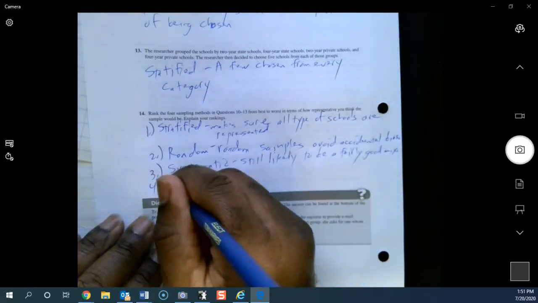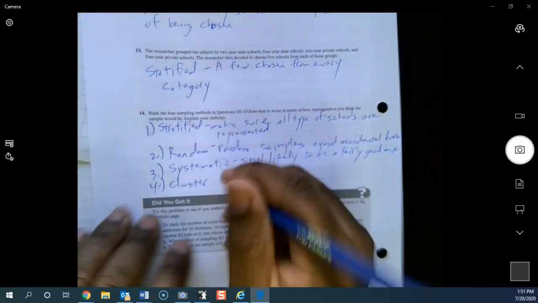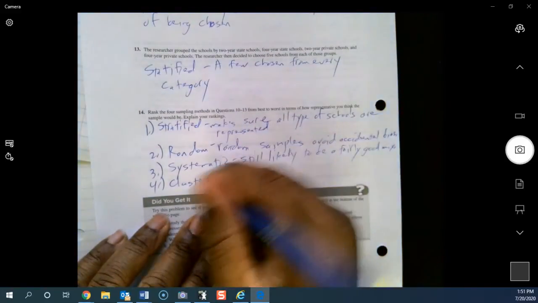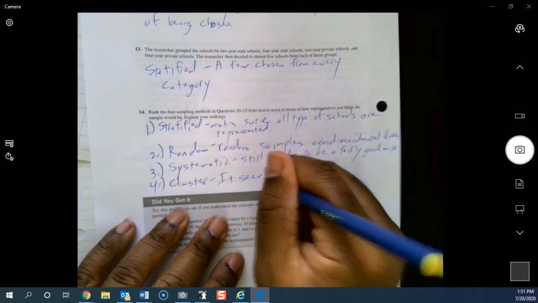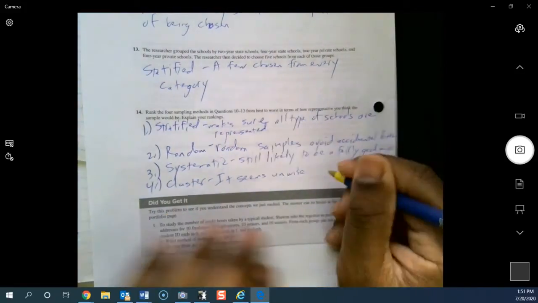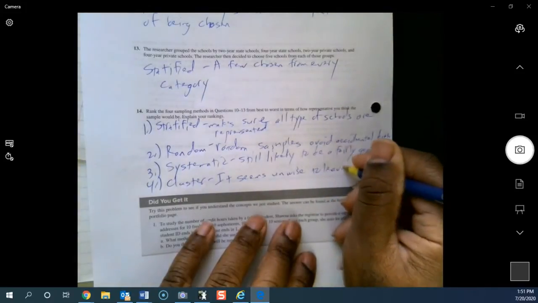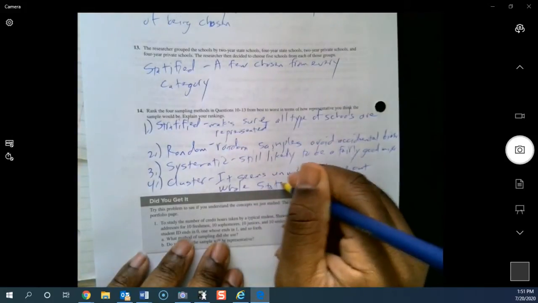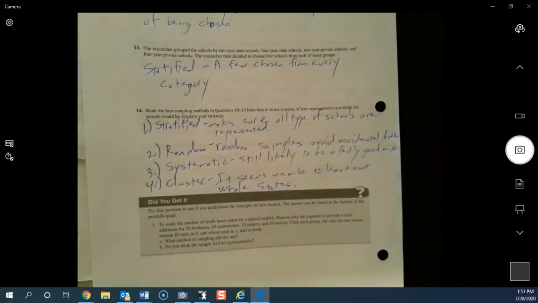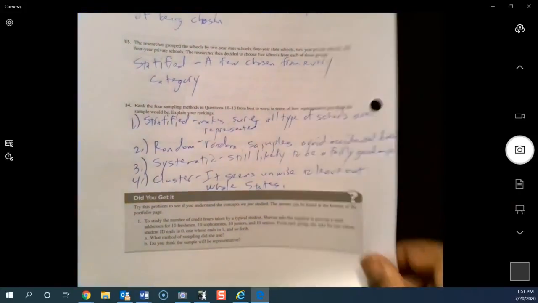And finally, number 4 would be cluster. Cluster will be the last because it seems unwise to leave out whole states. Because remember, we only did, I think it was 3 states. So that didn't seem that wise to leave out a whole state. Okay, now we need to move on here.